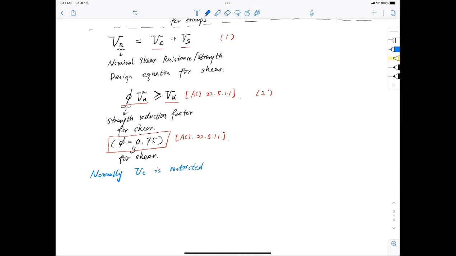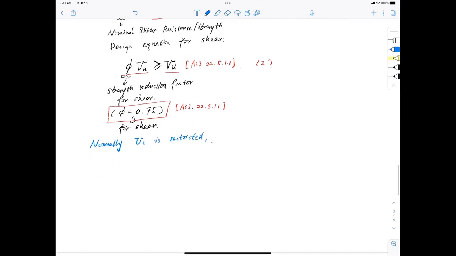Okay, normally Vc is restricted. So the business is to find Vs. Why find Vs? It's because once we find Vs, we can determine the stirrups, how much stirrups we put into the section. Okay, so that is the process we normally do for reinforced concrete design for shear.